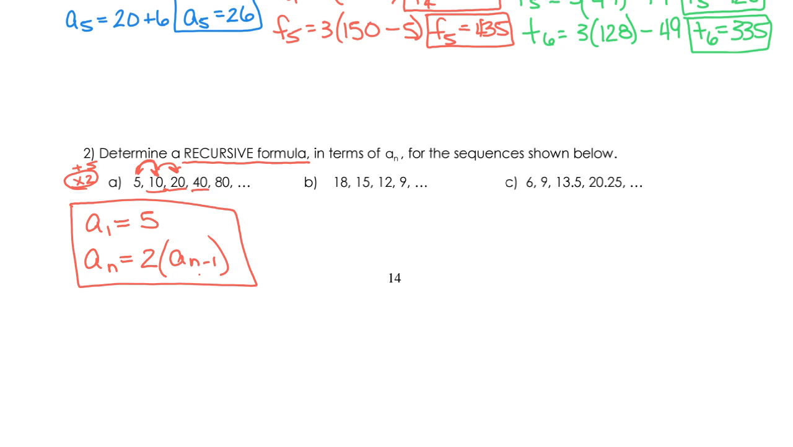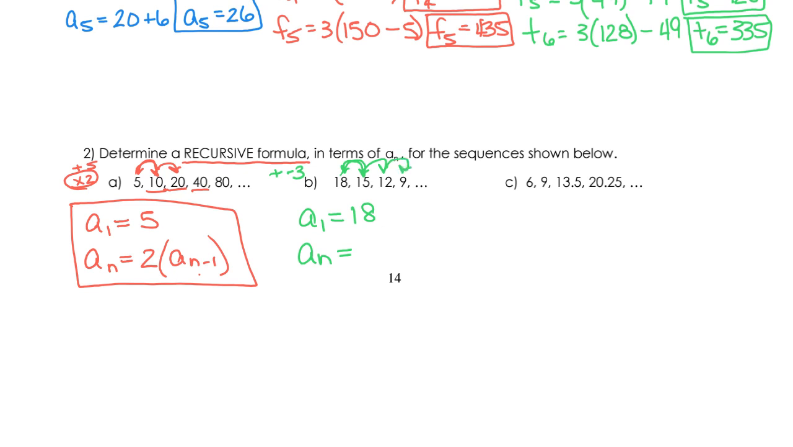Okay. All right, part B. First term has to be given for recursive. So we'll say a sub 1 equals 18. Now we need a formula that has a sub n minus 1 in it, which is the previous term. So we have to know, what are we doing to the previous term, okay, to get 15. All right. And the first thing I see is adding a negative 3, right? Or you could say subtracting 3 in this one. 15 take away 3 is 12. 12 take away 3 is 9.